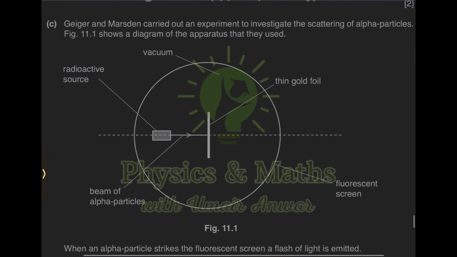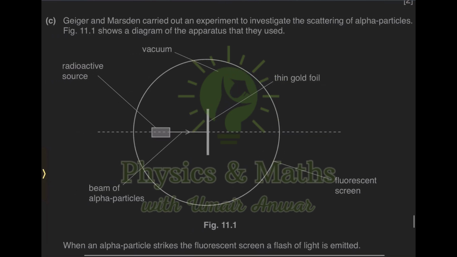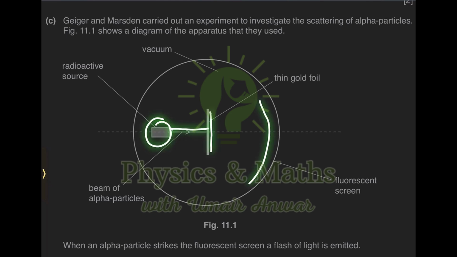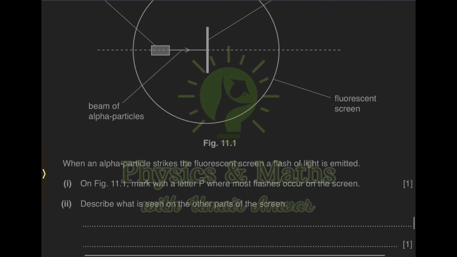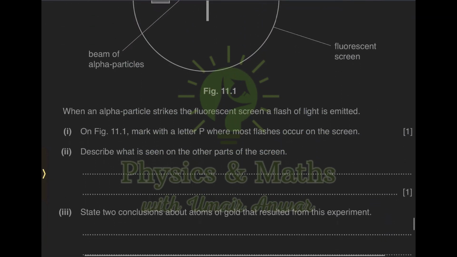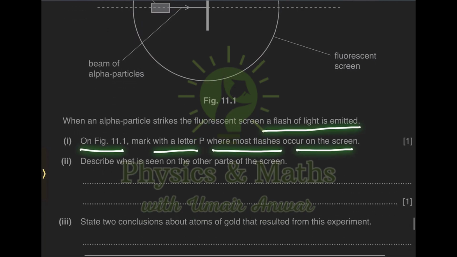The next part says Geiger and Marsden carried out an experiment to investigate the scattering of alpha particles. Figure 11.1 shows a diagram of the apparatus that they used. So they used a radioactive source. They created a beam of alpha particles. They placed a thin gold foil, and there was a fluorescent screen all around, and there was a vacuum within this space. When an alpha particle strikes the fluorescent screen, a flash of light is emitted. On figure 11.1, mark with the letter P where most flashes occur on the screen.